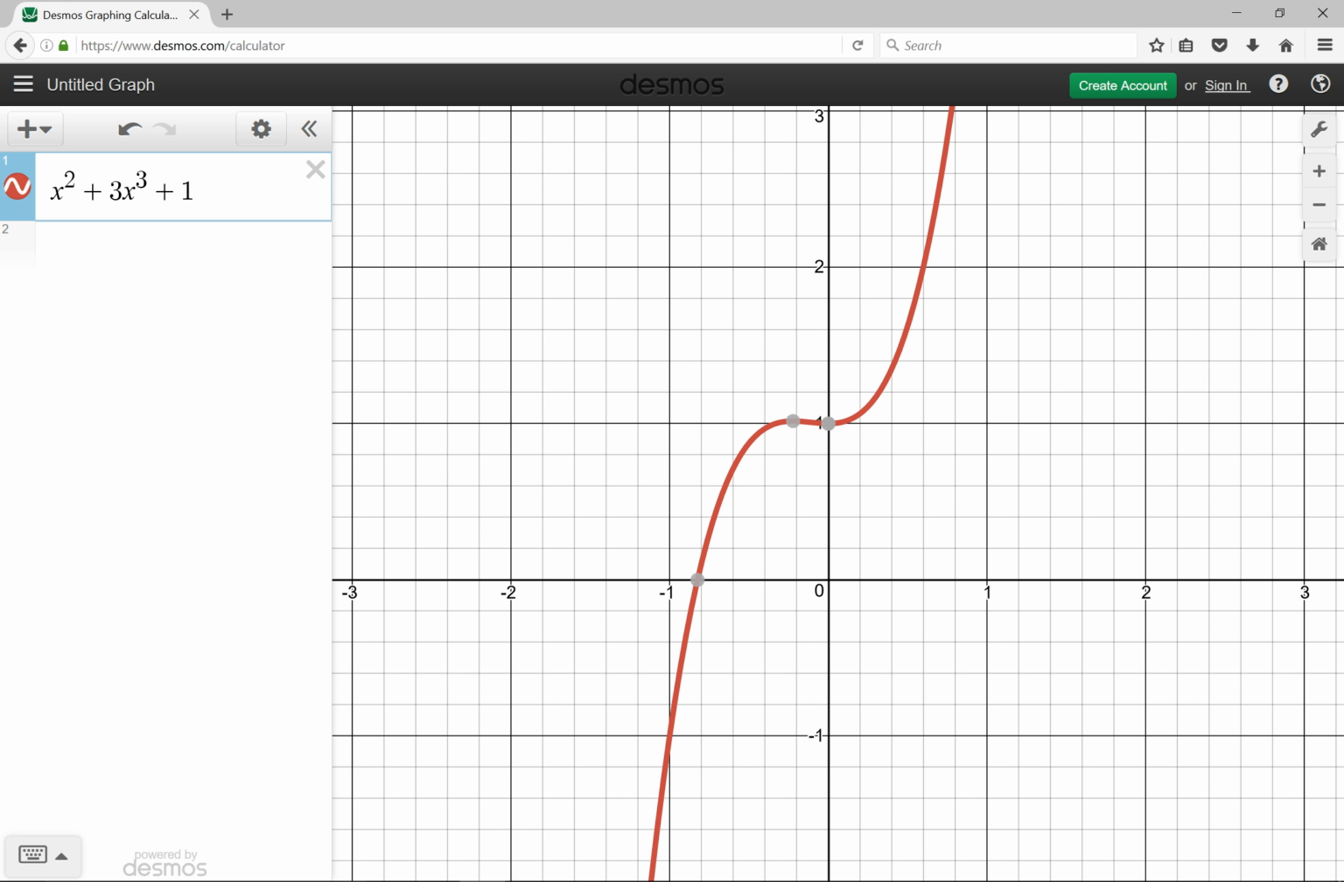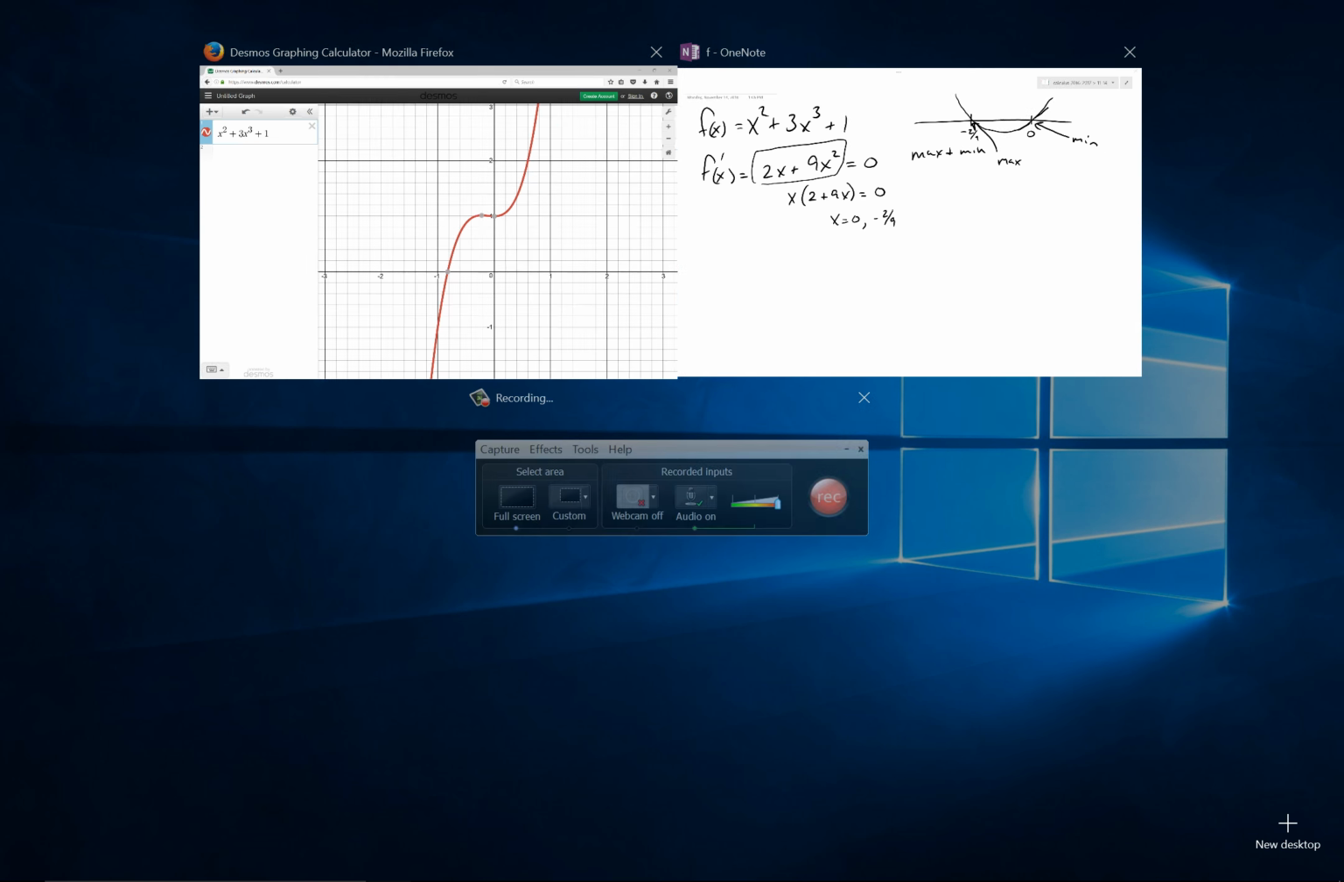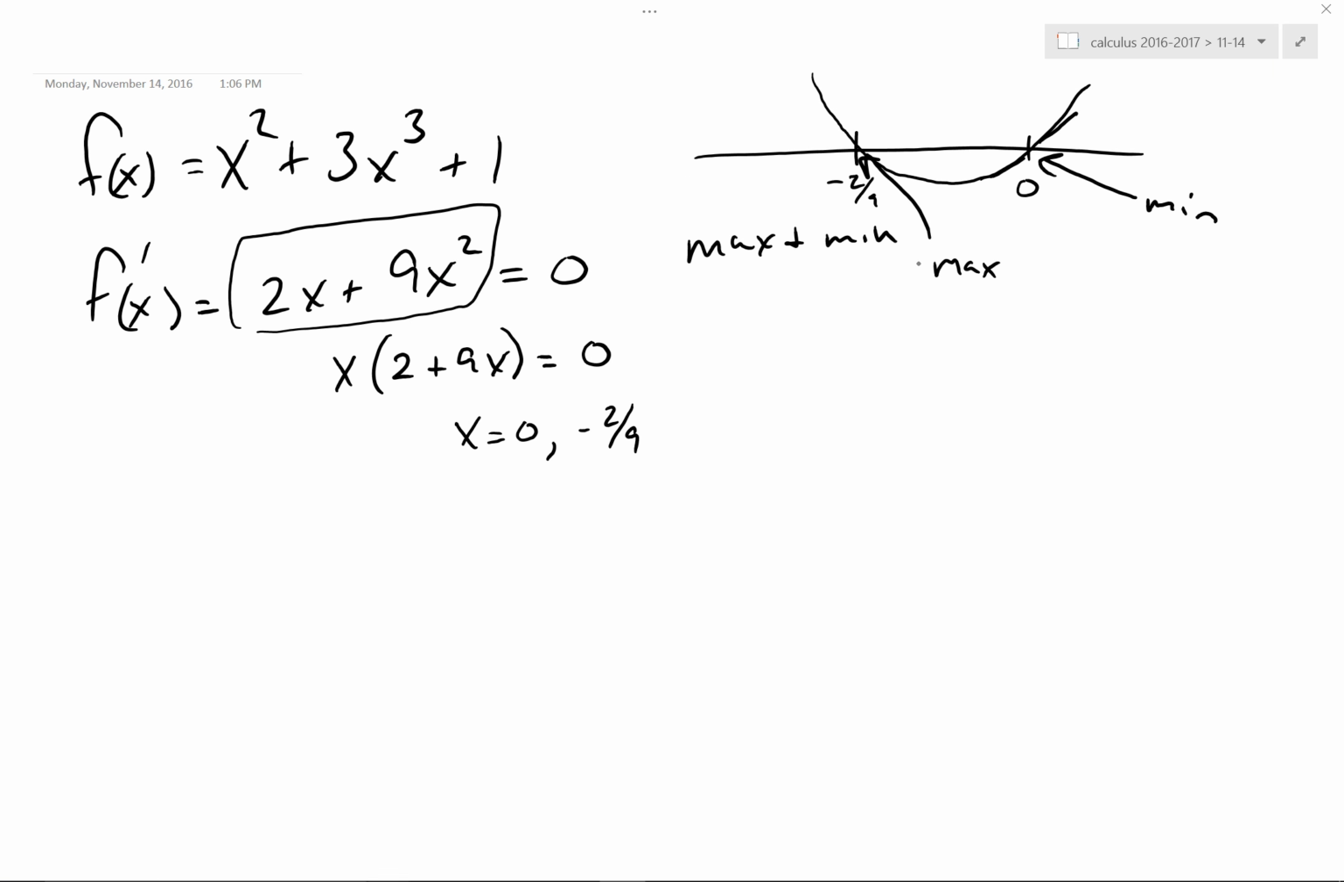Now, where does it change from being concave up to concave down? Somewhere between those two. Okay. Anybody want to take a wild stab at it? 0 and negative 2/9. Anybody want to take a stab at where it would be? Oh, negative 1/9. I don't know. Let's find out. Let's find the second derivative, shall we?